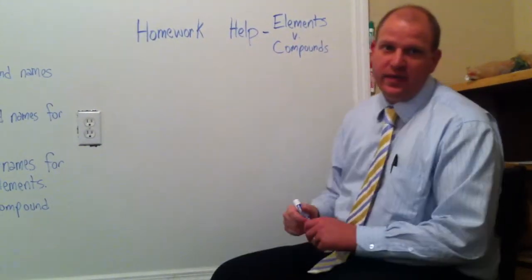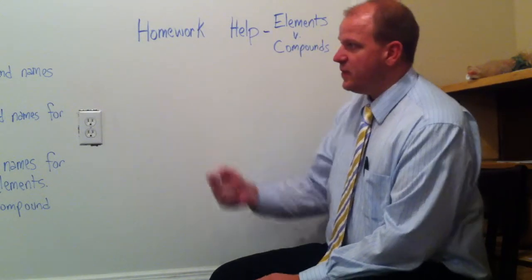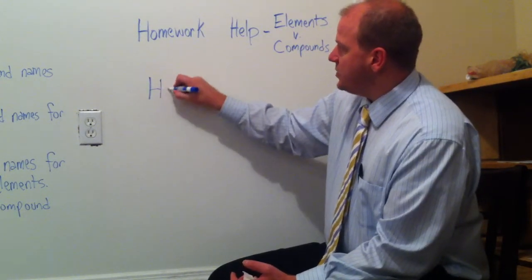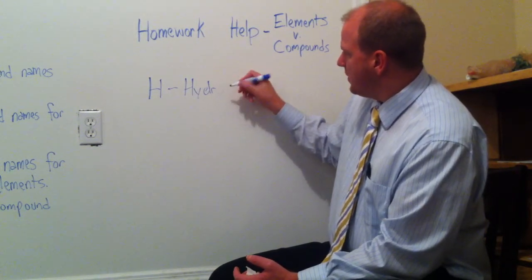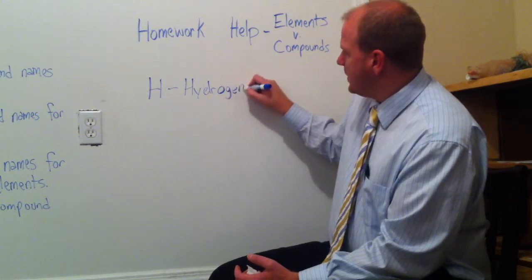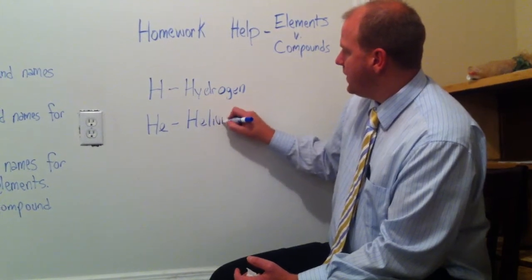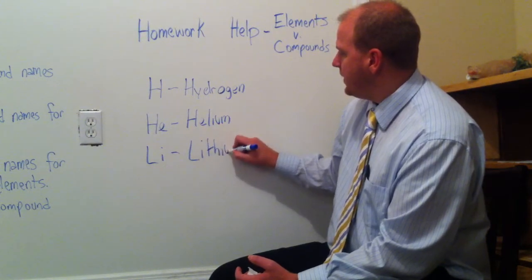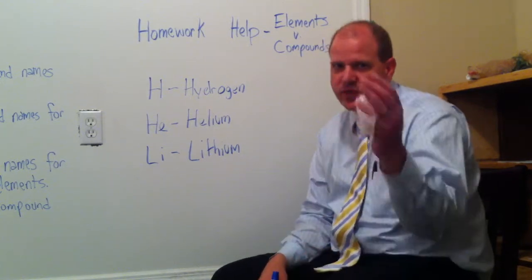So here we have homework help, elements versus compounds. This is what you'll do whenever you do this homework. You are going to start off first of all with your symbols and names for 10 elements. So you would do something like H, hydrogen. He, helium. Li, lithium, and then you would continue to go on to get a total of 10. There's 3, and you just go on and do 10 more.